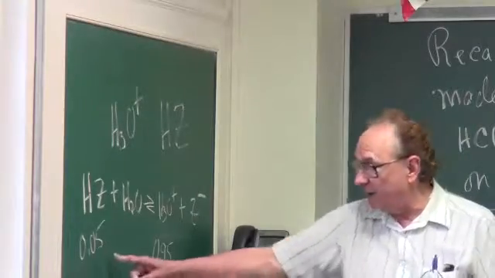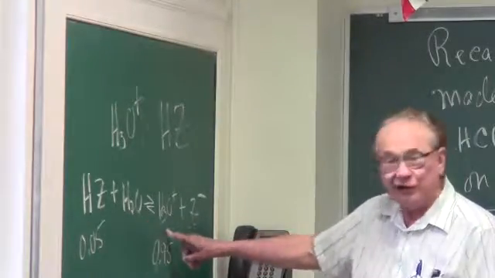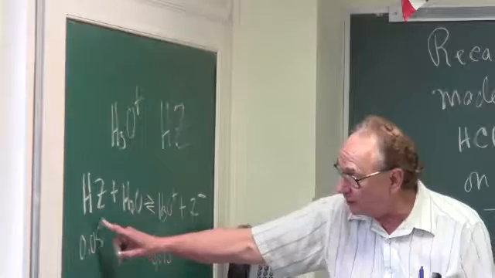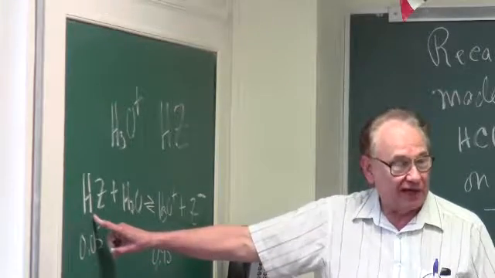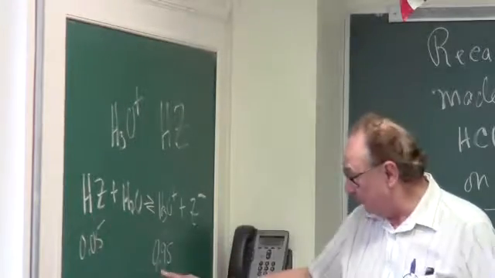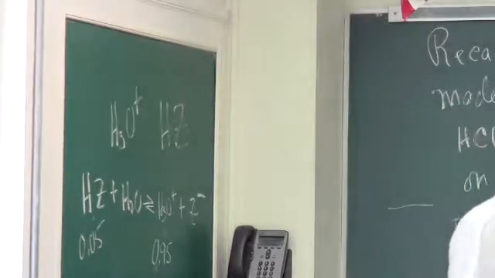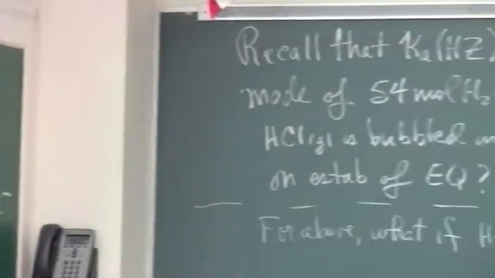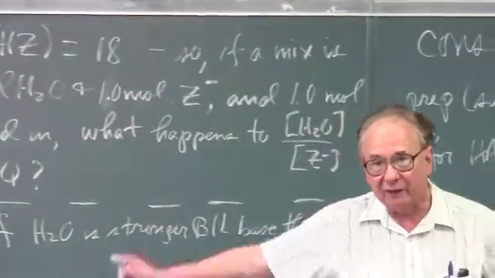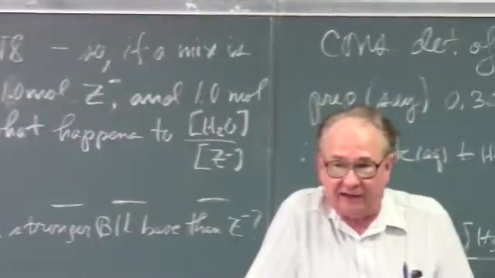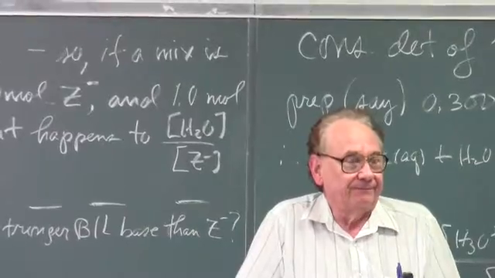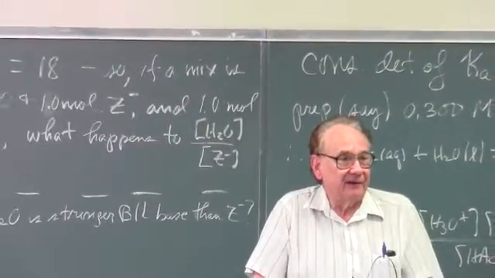Hey, 0.95 to 0.05. That's what you get when water grabs H+. That's what you get when Z- grabs H+. 0.95 to 0.05, that's 19 to 1. So because of the gang-up factor, even though Z- is a better base than water, water got most of the protons in this fight. Keep stuff like this in mind.